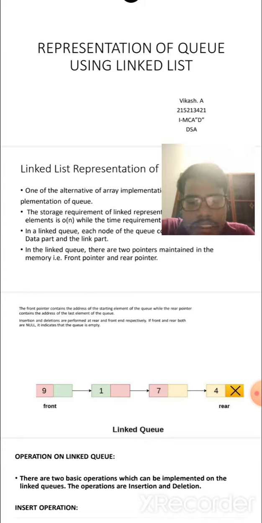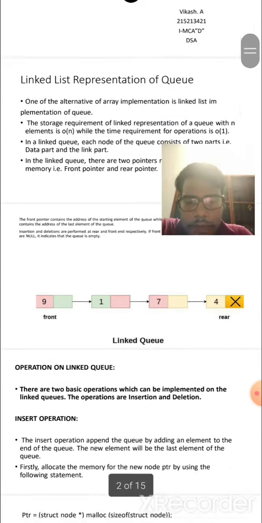Insertion and deletion are performed at the rear and front end respectively. If front and rear both are null, it indicates that the queue is empty. Here is the linked queue diagram.